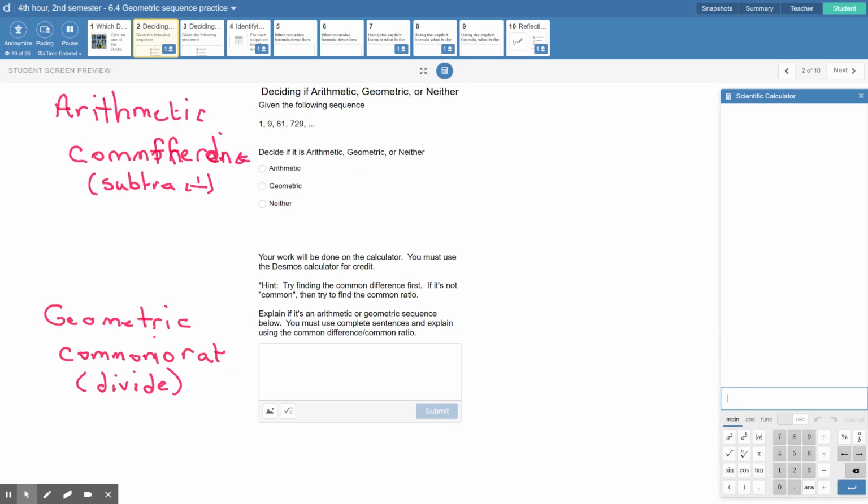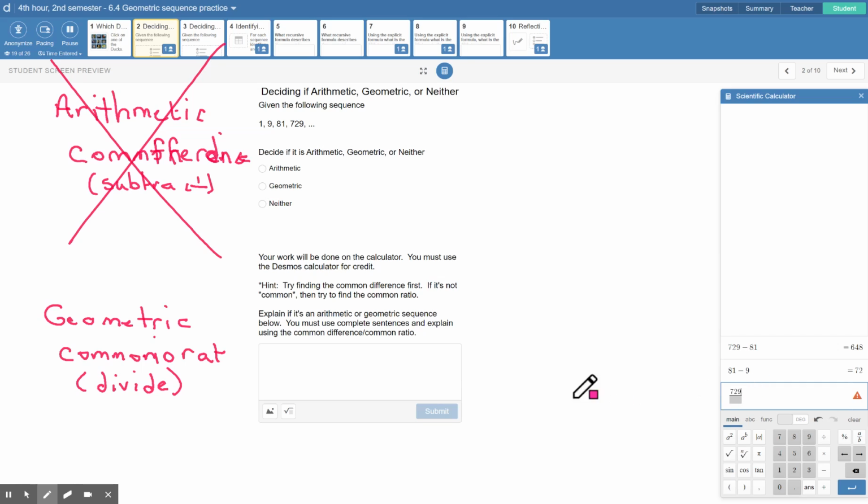When you're finding the common difference or the common ratio, you start from the back of the sequence. So we start with 729. We're going to try the difference, 81 minus 9. Notice that 648 and 72 are not common. They're not the same numbers. So automatically, it's not linear. It's a sequence, but it's not that. So then try to divide. Try to find the ratio. We start from the last term and then go to the next term.